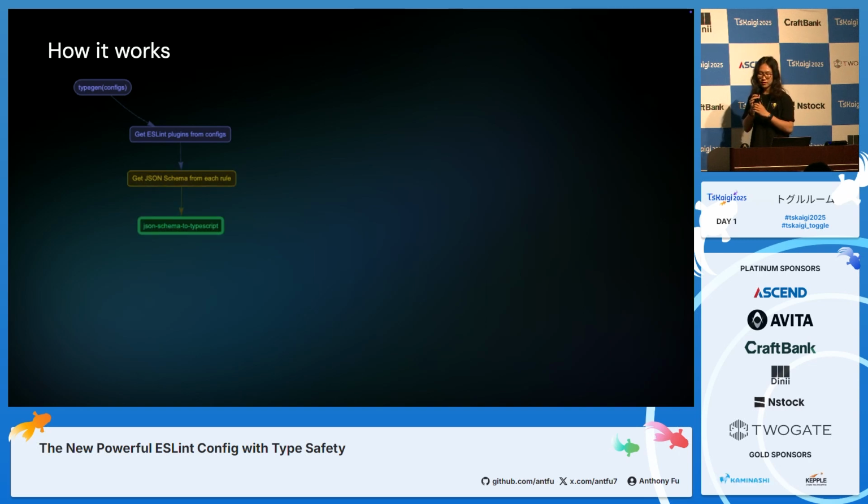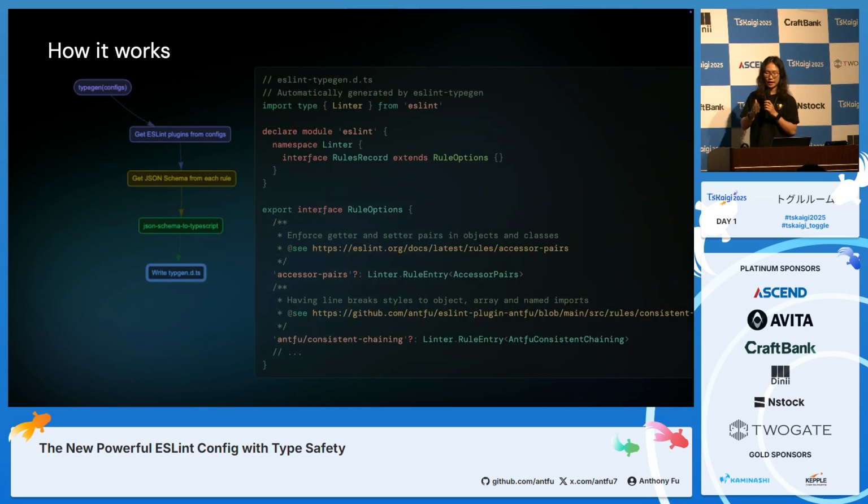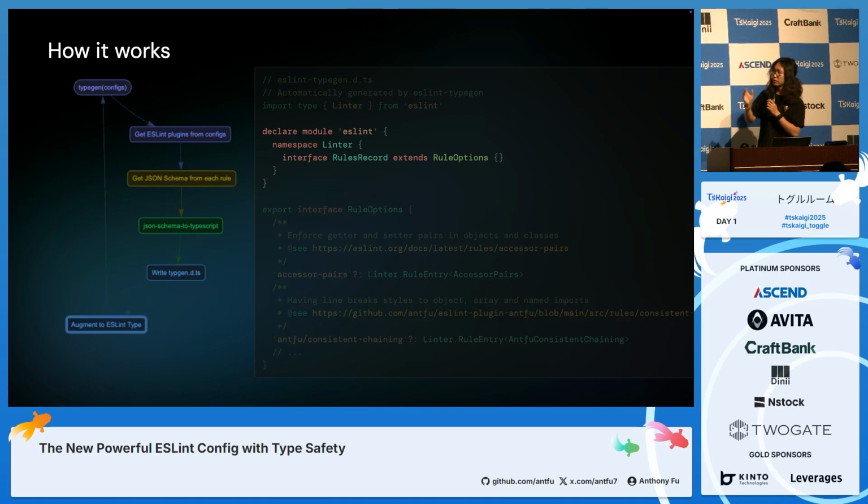And we use the json-schema-to-typescript package to generate the types. Then we save it back to the typegen.d.ts file, like the code on the right. So it will be a lot longer based on the plugins you have installed. The d.ts file will be augmented back to ESLint, so you get auto completion and all the types from it.